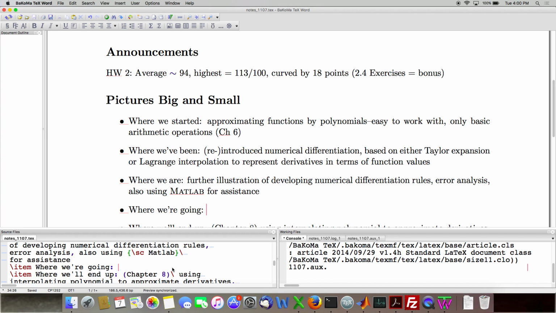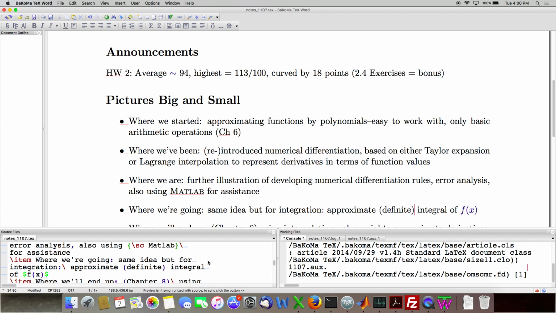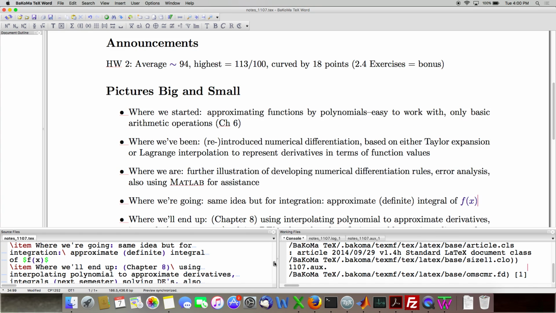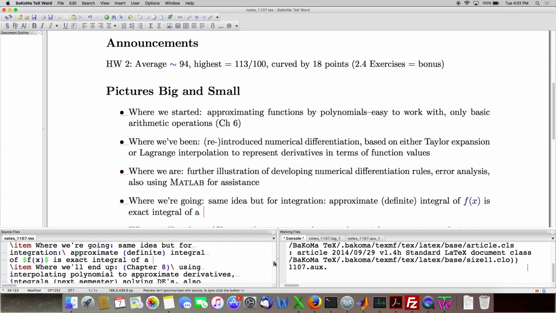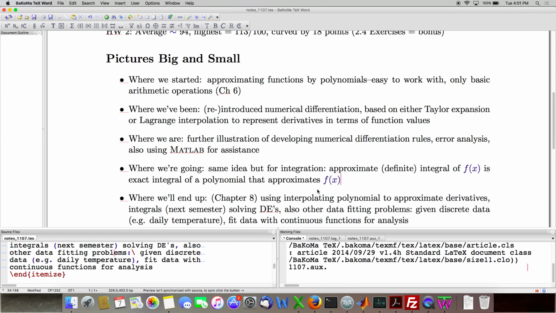Starting on Thursday, same idea, but for integration, meaning the approximate integral of f, and I should emphasize, this is a definite integral. So in fact, all the integration techniques you learned in Cal 2, we will use almost none of them. The one we really care about is the power rule, because that's for polynomials. The approximate definite integral of f of x is the exact integral of a polynomial that approximates f of x. We're already using that idea, and that'll be reinforced today with derivatives. Same idea for integrals: we approximate f by a polynomial.